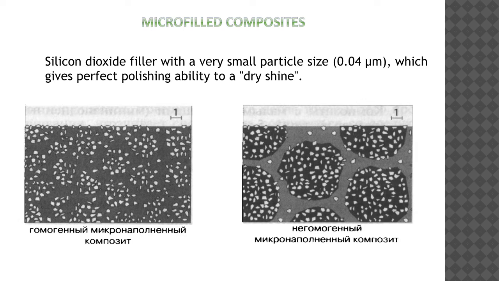Microfilled composites have a silicon dioxide filler with a very small particle size of 0.04 micrometers, which gives perfect polishing ability due to a dry shine of the material. And here on the pictures you can see a homogeneous microfilled composite on the left and non-homogeneous microfilled composite on the right. In homogeneous microfilled composite you can see even spreading of filler particles, and in non-homogeneous microfilled composite, these filler particles are assembled in some globes.